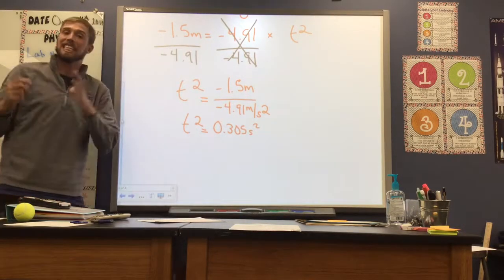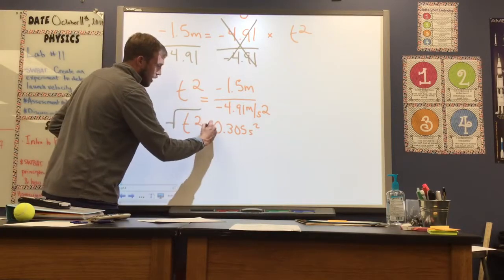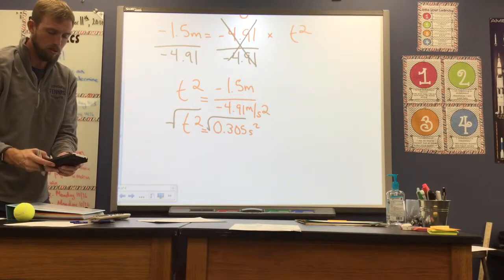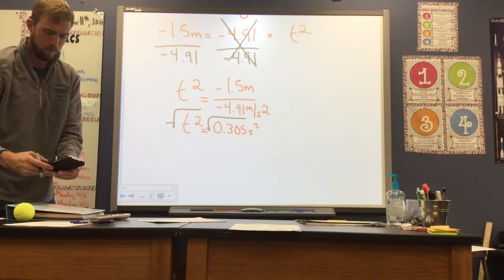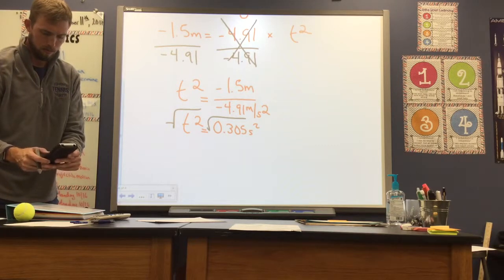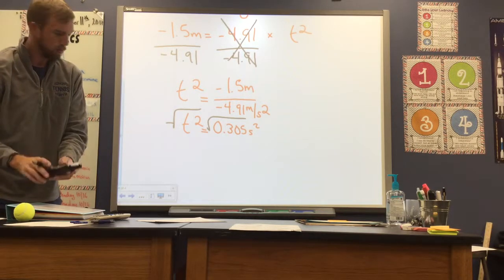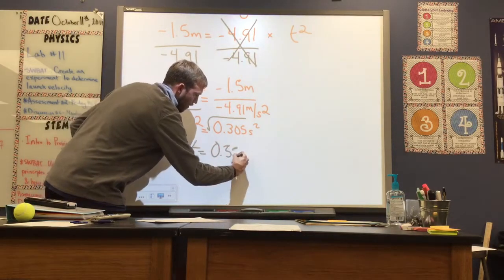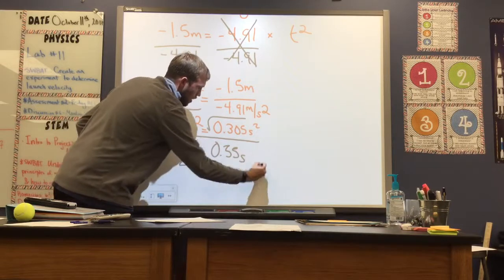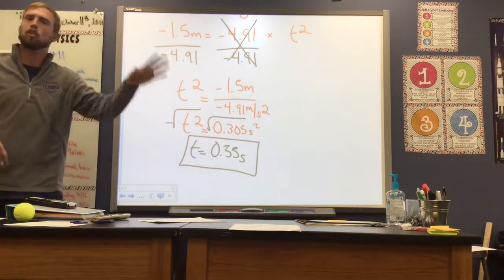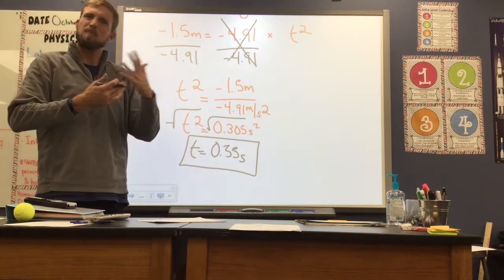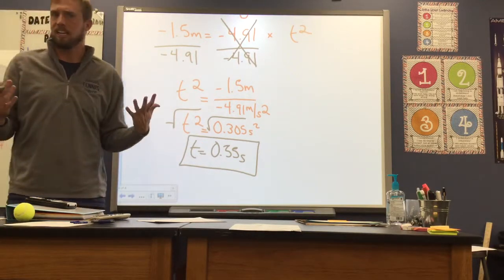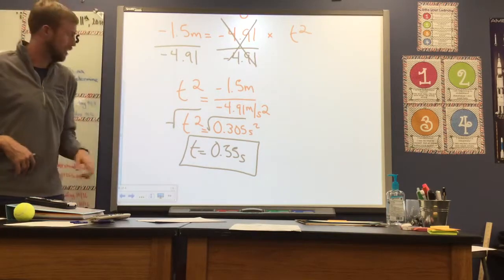But don't forget, to get time just by itself, I'll eventually need to take a square root of both sides of my equation. And when I do, we get a time value of approximately 0.55 seconds. So that means it takes about half a second for that ball to reach the ground, falling off of my desk that's about 1.5 meters tall, which makes sense. We shouldn't be getting a value for time here of 20 seconds. It's probably not going to take us that long to get there.